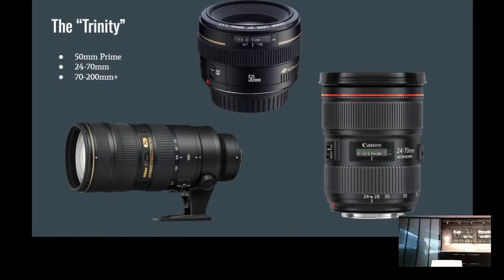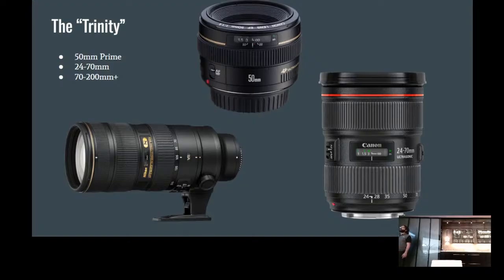A prime lens of some sort. This could be a 35, a 50, 85s are really popular too for portrait photography because it gives you a much more close in look, but then it eliminates so much of the background. 50s are perfect because that's how humans see. We see in a constant 50 millimeter.